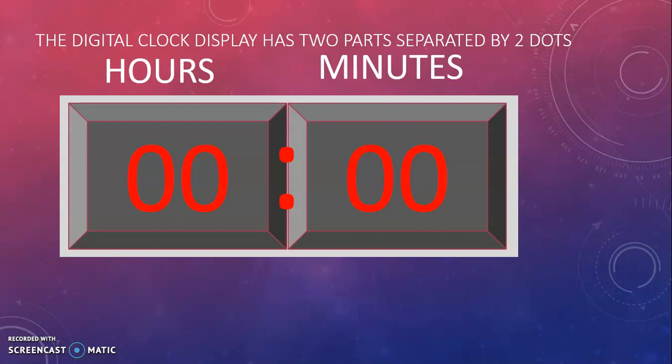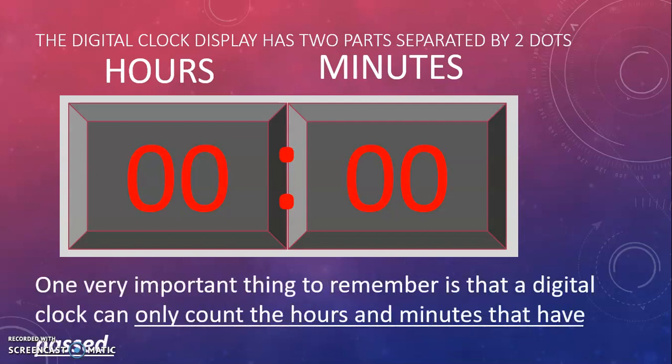Now, there is one very important difference between an analog clock and a digital clock. While an analog clock can tell us how many minutes past the hour it is, it can also tell us how many minutes to the hour it is. For example, quarter to 12. A digital clock cannot do that. A digital clock can only count the hours and the minutes that have already passed during the day.